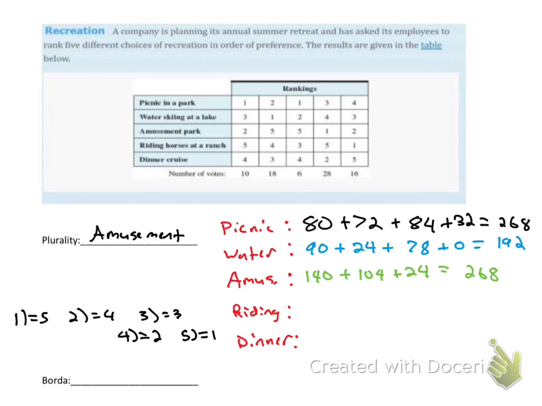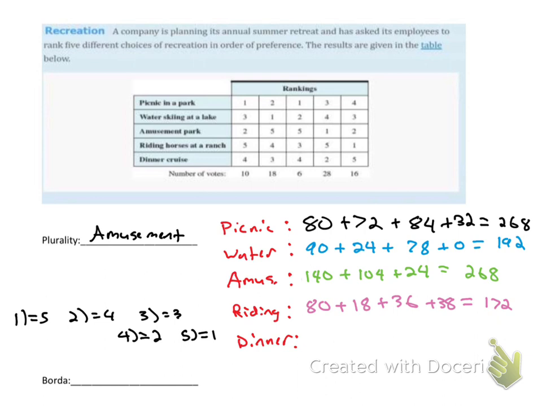Riding horses at the ranch. They got 16 first place, so 16 times 5 gives us 80. Plus, they don't have any second place. Third place, they've got 6, so that'd be 18. Fourth place, they got 18 votes, so that's 36. And then fifth place, they've got 38 fifth place votes. So 80 plus 18 plus 36 plus 38, 172.